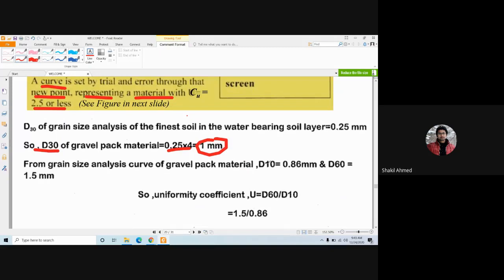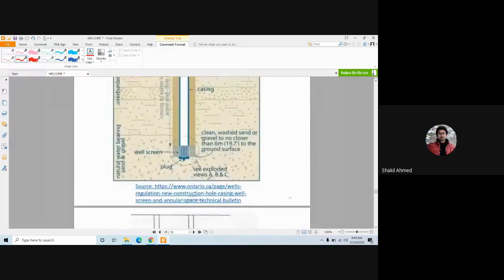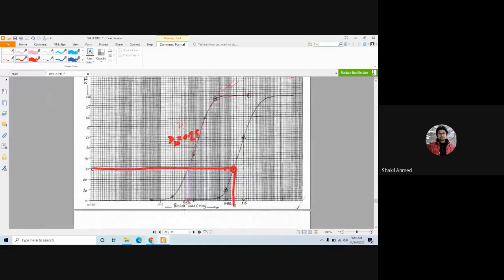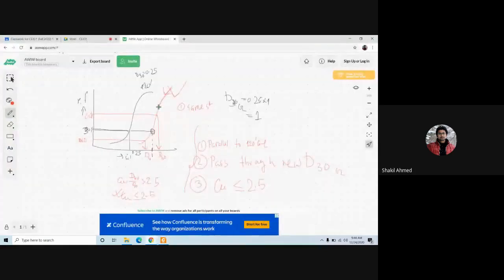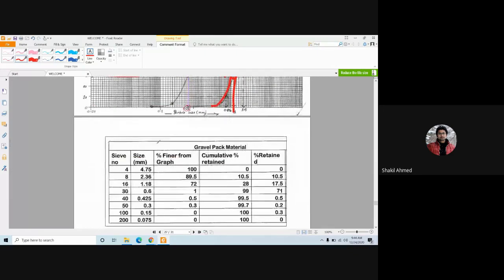So here we see that the uniformity coefficient is D60 by D10, which is 1.74, less than 2.5. Okay, clear? Clear, sir. Now, you have this graph now. That means you have this new graph. Now, since you have this graph, you can make this table easily.